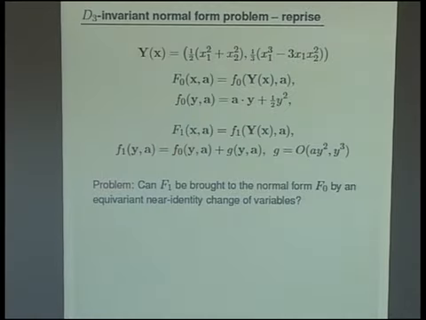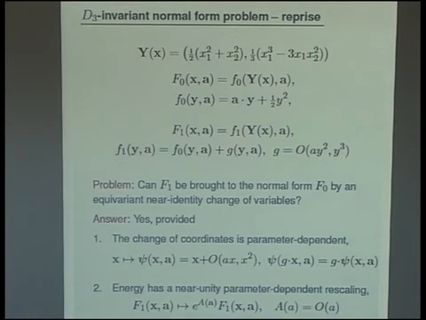So here are the invariants. I've written them now in terms of x's rather than z's. Normal form is this function f naught of the invariants, which is a linear and quadratic term. Here's the perturbed normal form, which has this additional term, which is of higher order in the a's and the y's. So again, the question, can it be brought into a normal form? And I'll repeat the answer, but give a few more details this time.